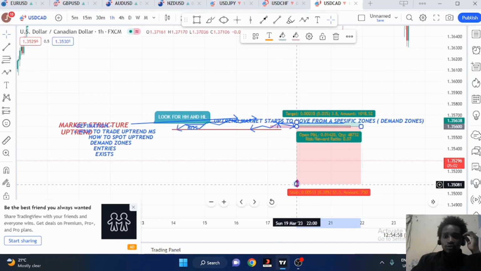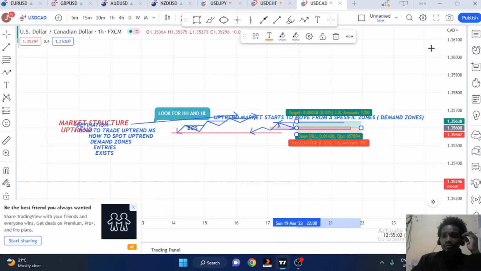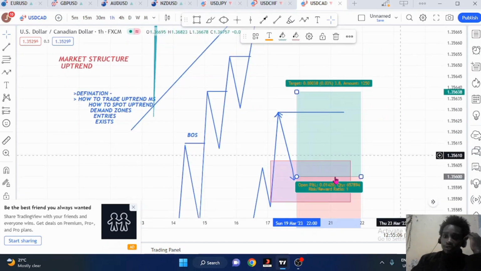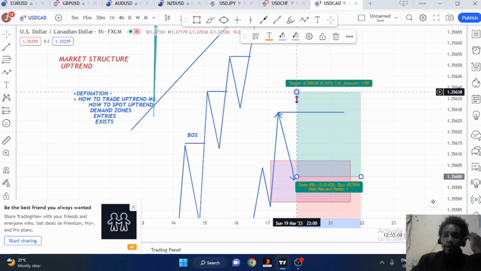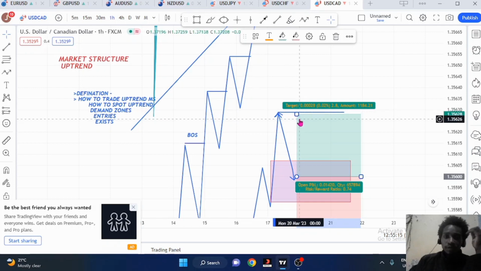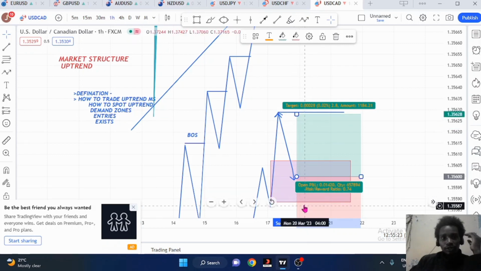Let me show you this way. It is very simple. It depends how you want to do it. So my entry point will be there. My exit will be there. And my stop loss will be below this.